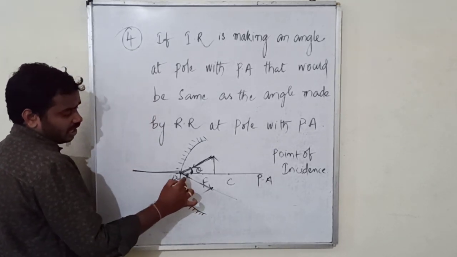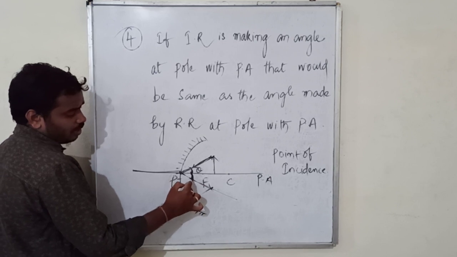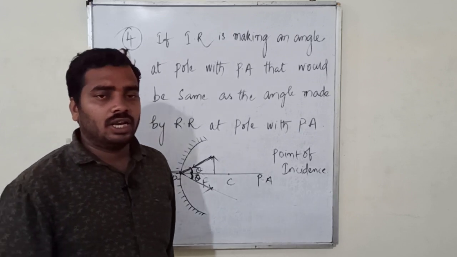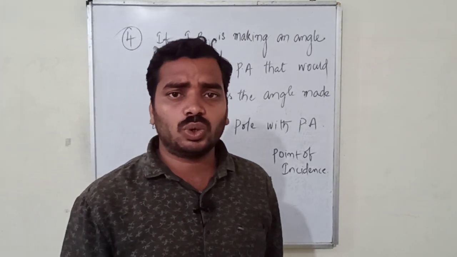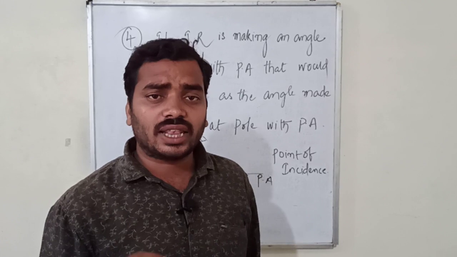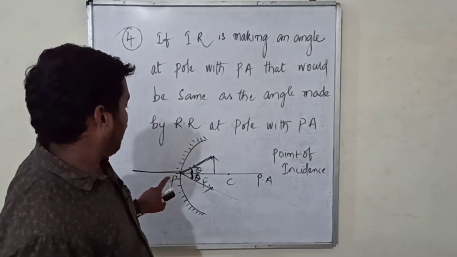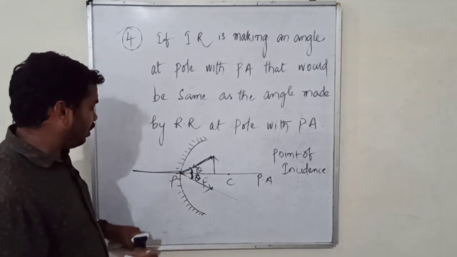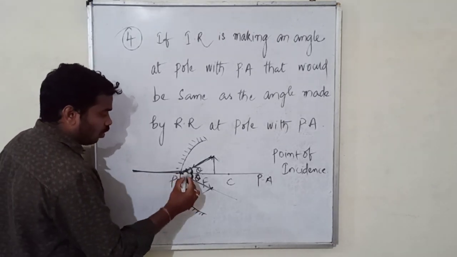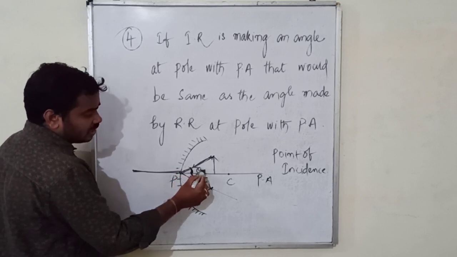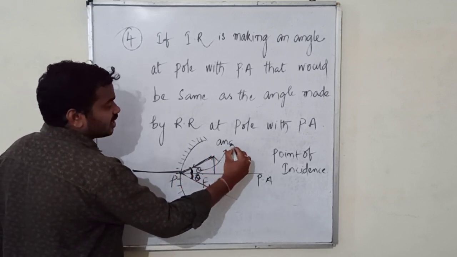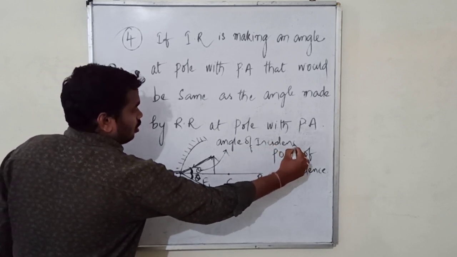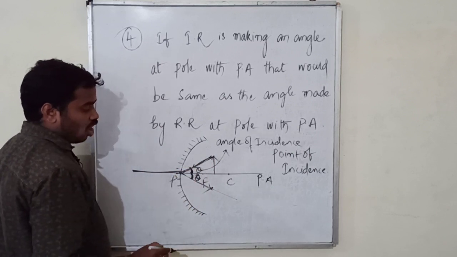Okay, and the ray will get reflected. This reflected ray at the pole will also make some angle with the principal axis. That will also be theta. Why is it happening? Remember one statement I already told you. The principal axis is nothing but a normal which is drawn through the pole. If this is normal, what is this angle called? This angle is the angle of incidence.